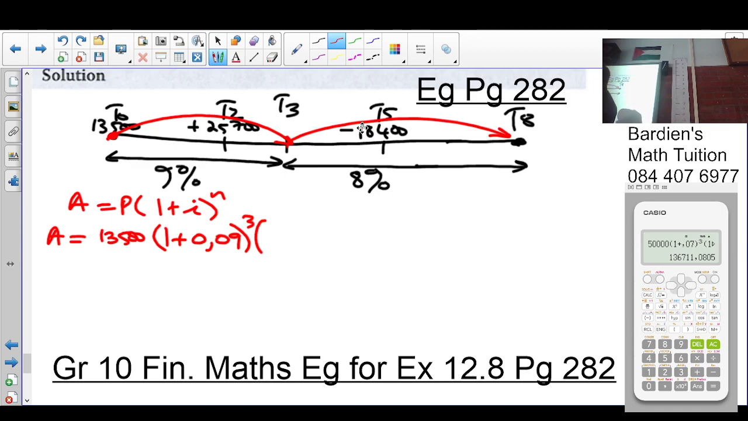Then 1 plus 0.08 to the exponent. How many years is it from T3 to T8? So they have considered the whole 13,500. Okay. You guys understand? So if 13,500 rand was left in the account over the 8-year period, that's what you'll have left on that amount. Can you see that, people? Any confusion so far? Yes.